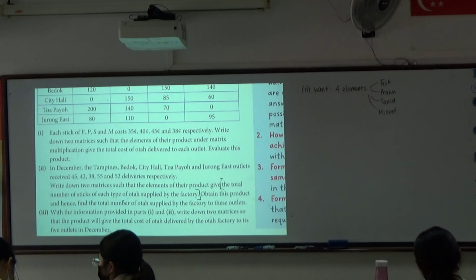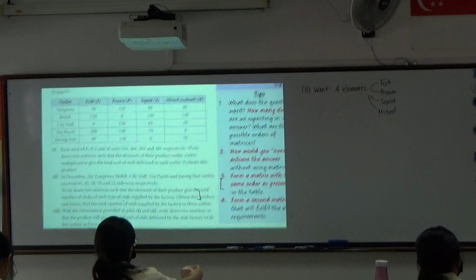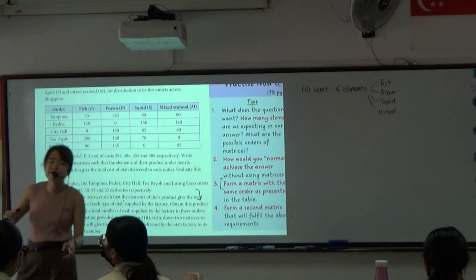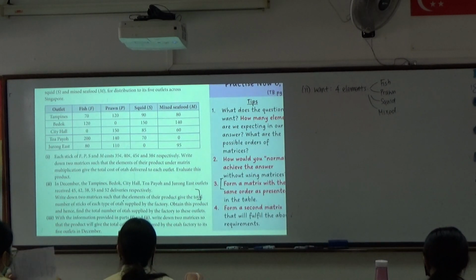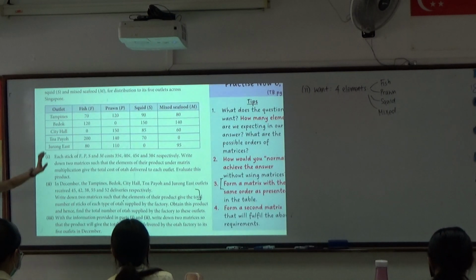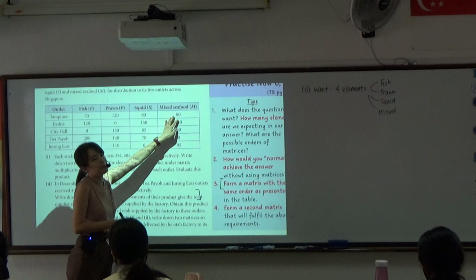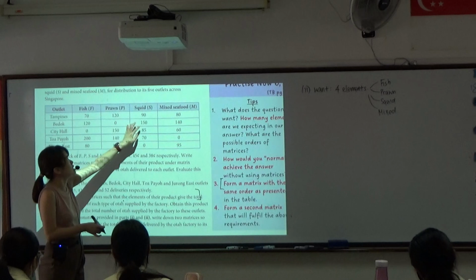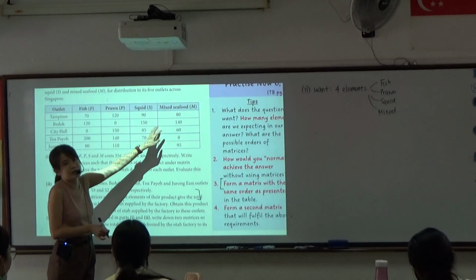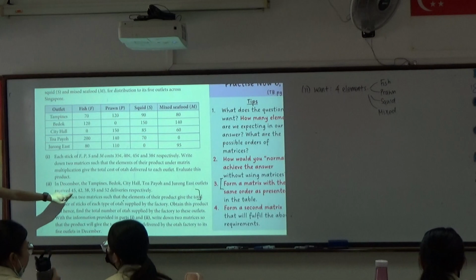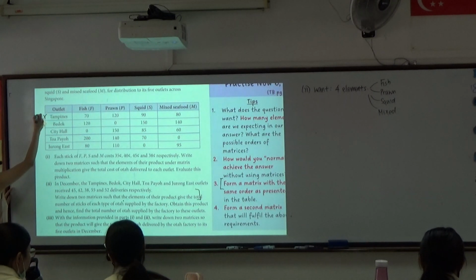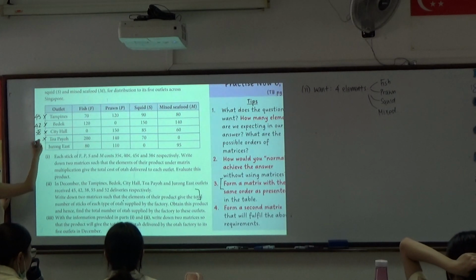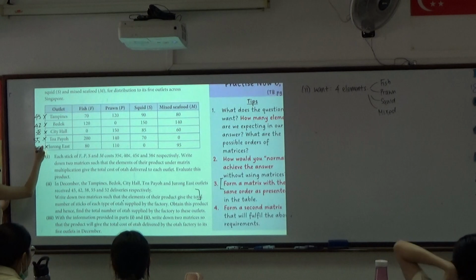So, understanding the information that has been given to us, what the table presents is how much is actually being delivered out in one delivery itself. So one delivery going out to Tampines consists of all these numbers. And then one delivery going out to Bedok consists of 120 fish, 0 prawn, 150 squid, and 140. So one delivery each. Then after that, we need to multiply all by 45, 42, 38, 55, and then 52.